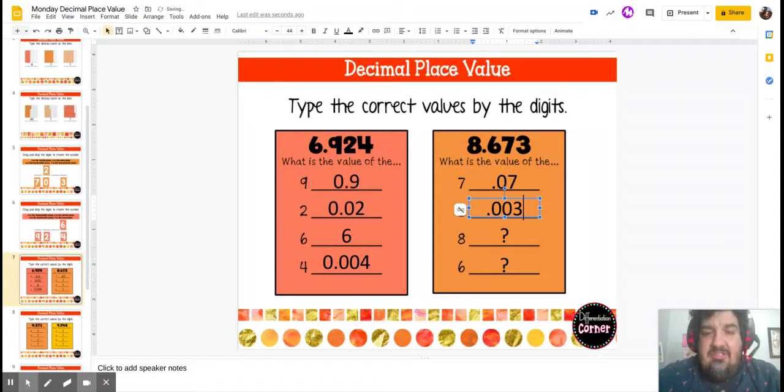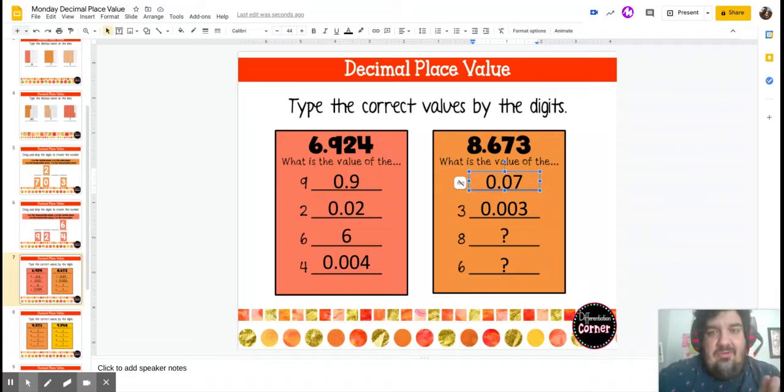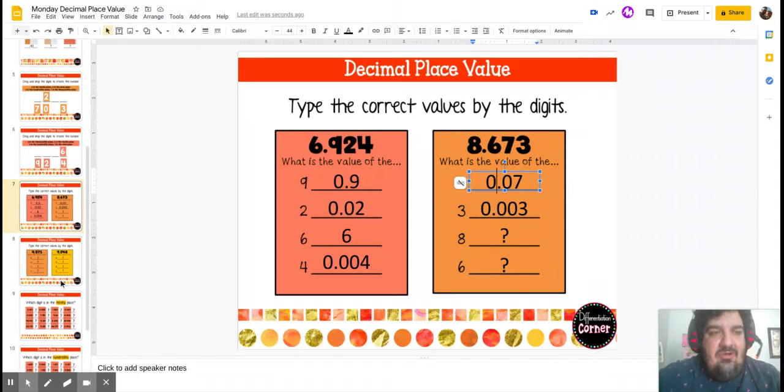0.003. And Miss Morrison, can we put the 0 in front of the decimal point? Absolutely, you can. If you don't, I'm not going to mark it wrong because you know there's 0 wholes. So if you want to put the 0, that's okay. If you don't want to put a 0, that's okay. Can I put a random extra 0 in between the 0 and the decimal point? Absolutely not. Are there zeros to the right of the 7? Absolutely. But guess what? You don't have to put them. So let's keep on going.